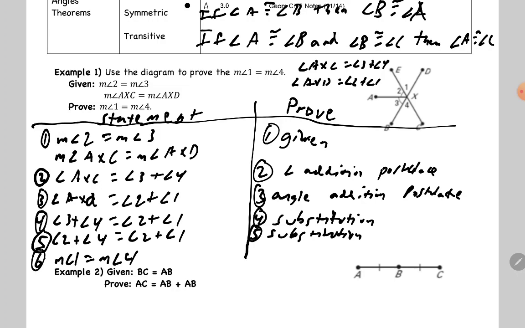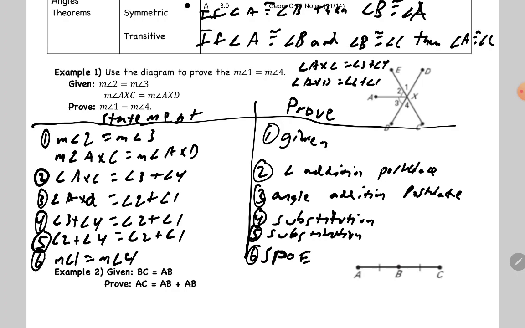And then lastly, I can subtract angle 2 from both sides. Subtraction property of equality: because it's on both sides of the equation, I can subtract it. And I'm left with angle 1 is equal to angle 4.